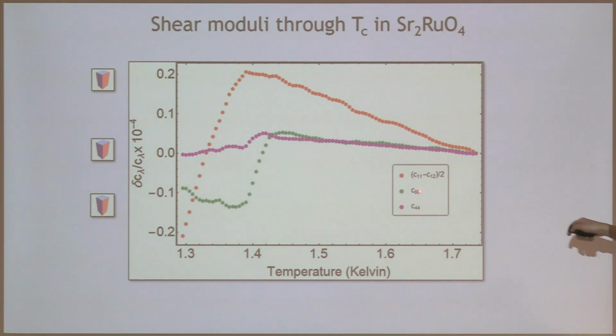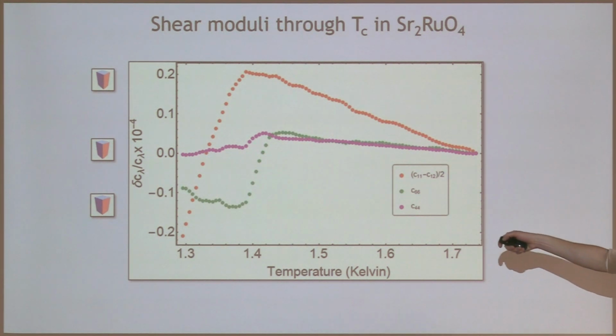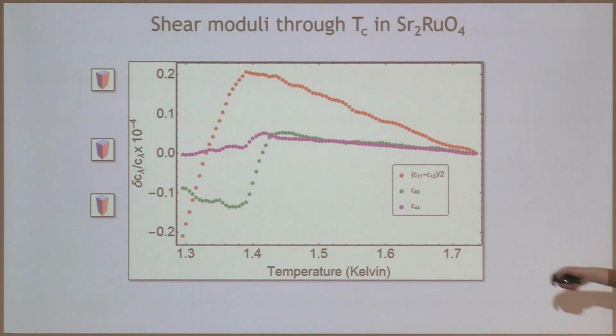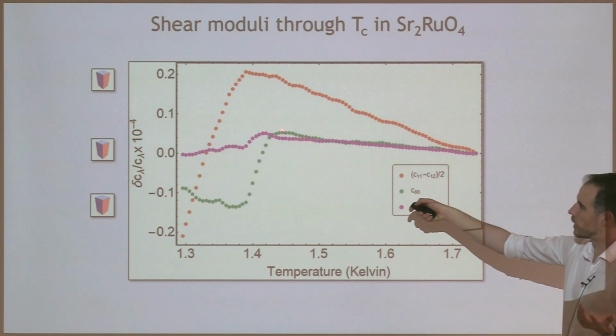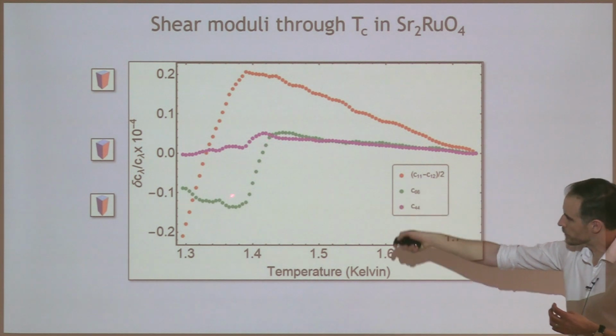But C66, so this is the same B2G symmetry of the nematicity in the pnictides, for example. It's taking the square and distorting it into a diamond. That one actually has a jump of about, I guess, 100 parts per million, which is a pretty big jump. So as you go through the phase transition, it looks like what we saw on the scalar elastic moduli, which you normally always see. This one also shows a jump.